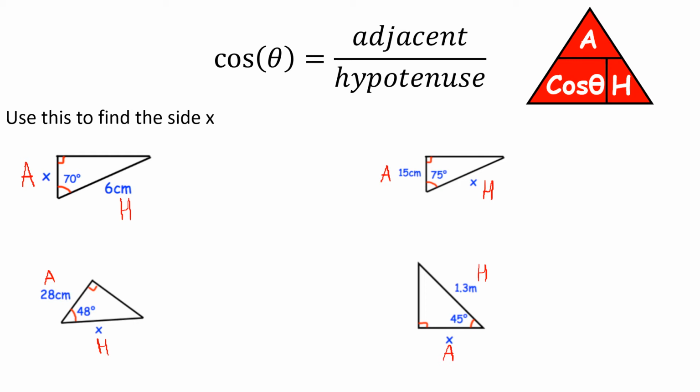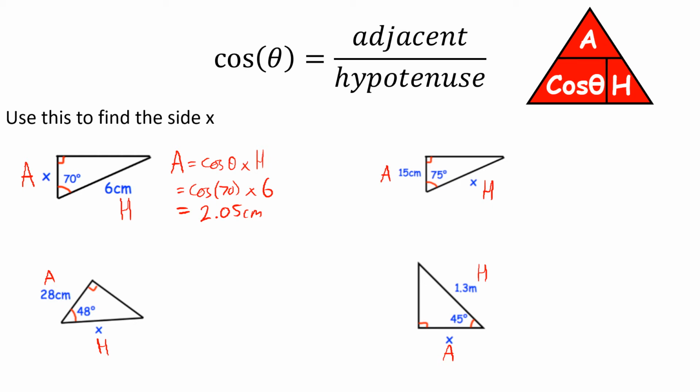We want to find the adjacent on our first one, and according to our triangle that means we need to do cos theta times the hypotenuse. So we're going to do cos of 70 times 6, and we should get out of that 2.05 centimeters, smaller than 6, so we know we've done it right. Have a go at the next three, and I'll unpause in 3, 2, 1.